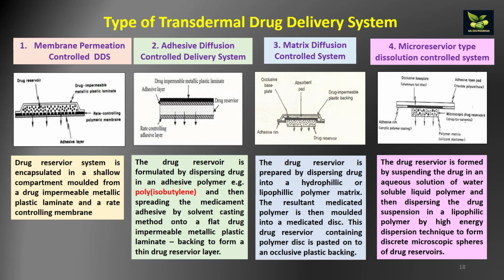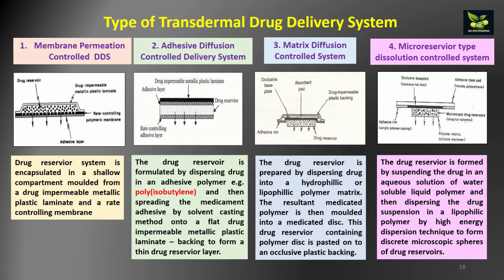Then next category or next type is types of transdermal drug delivery system. There are four types. First is membrane permeation controlled drug delivery system. In this, what we do is the drug reservoir system is encapsulated in a shallow compartment which is molded from a drug impermeable metallic plastic laminate and a rate controlling membrane is present.